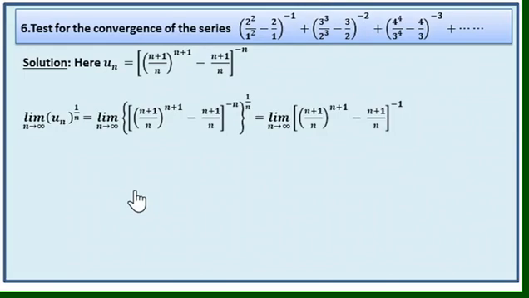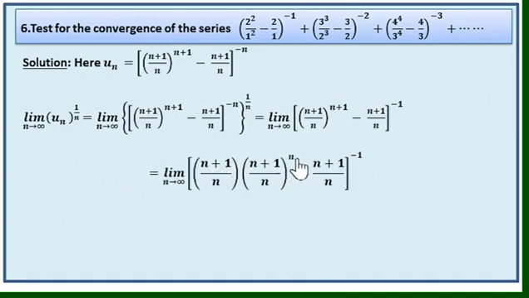Find the limit of un to the power 1 by n as n tends to infinity. Substitute for un, this whole to the power 1 by n. So we have minus n into 1 by n, so we have minus 1. Next step, we can write n plus 1 by n to the power n plus 1 as n plus 1 by n to the power n into n plus 1 by n, and the second factor n plus 1 by n stays as it is.